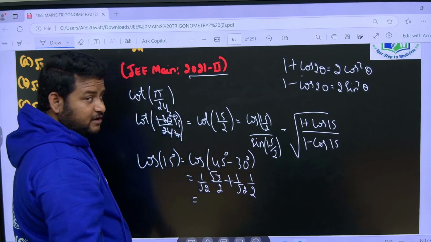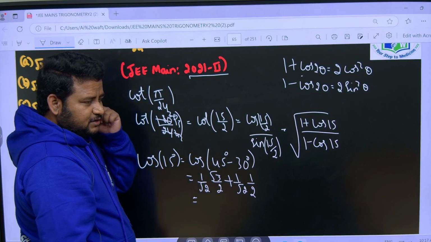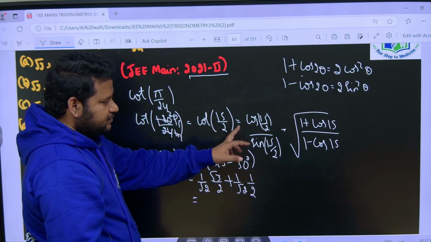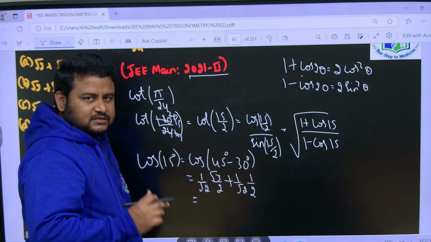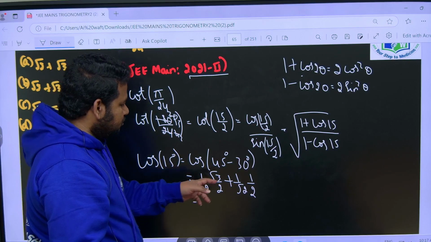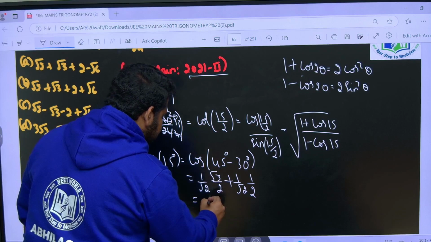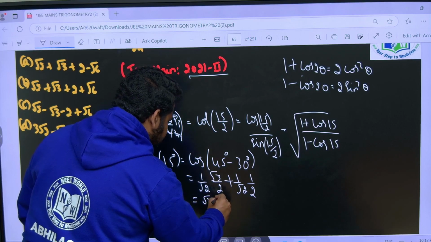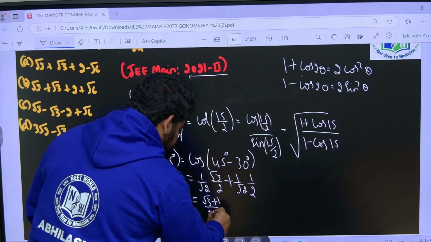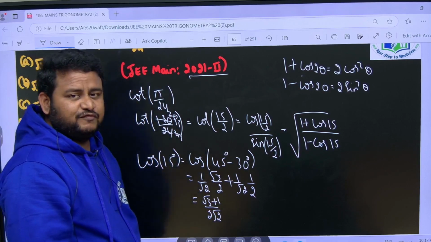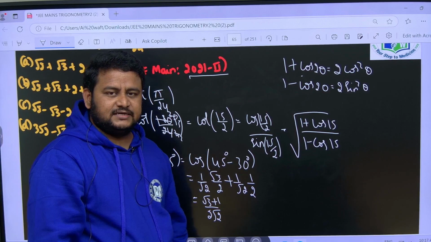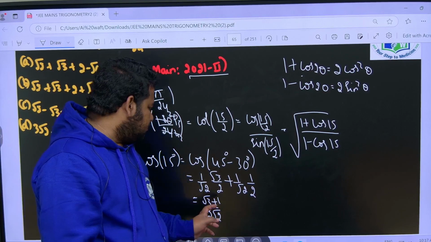It is not root 5 plus 1 by 4. That is root 5 minus 1 by 4, which is for sin 18 degree. Cos 15 degree is root 3 plus 1 by 2 root 2. So sin 18 degree is root 5 minus 1 by 4, and cos 18 degree is root 5 plus 1 by 4.